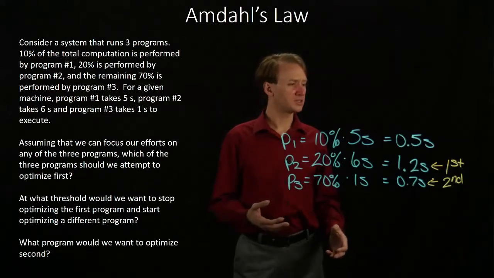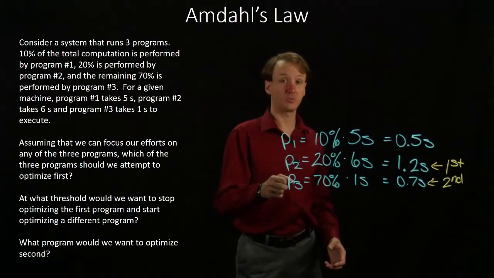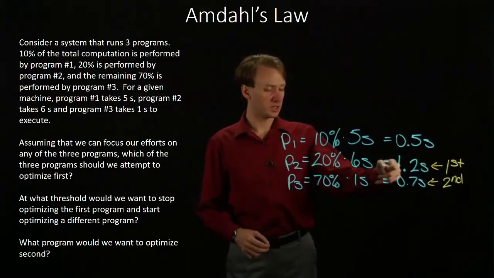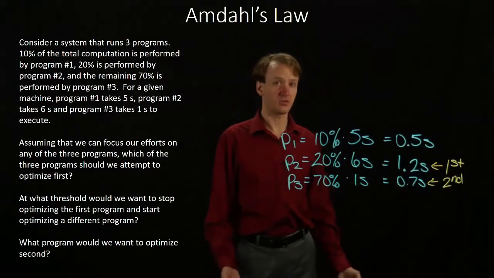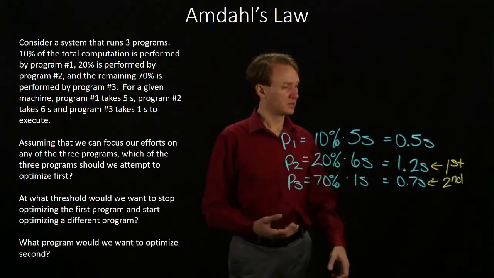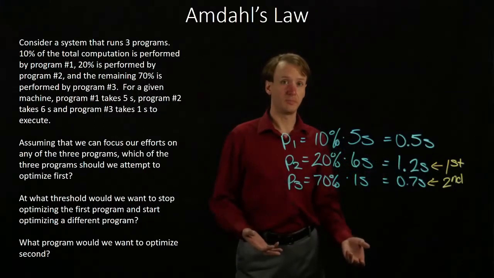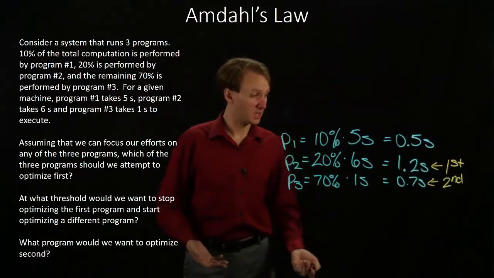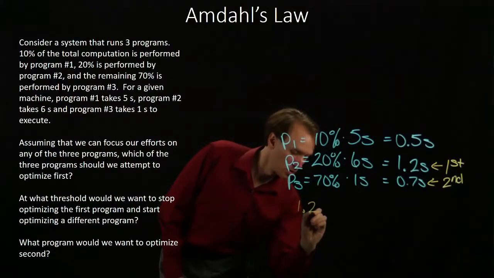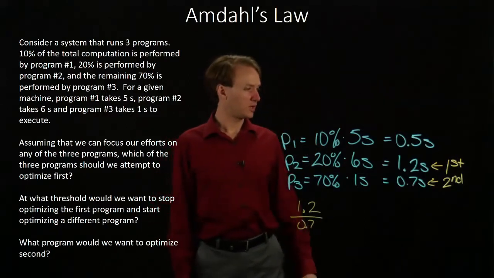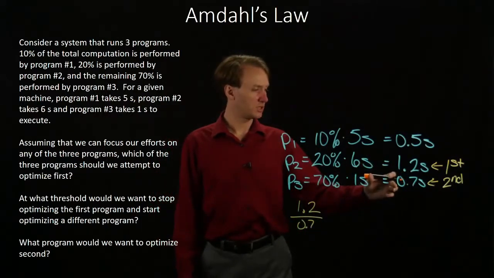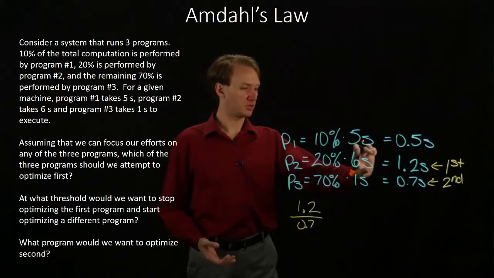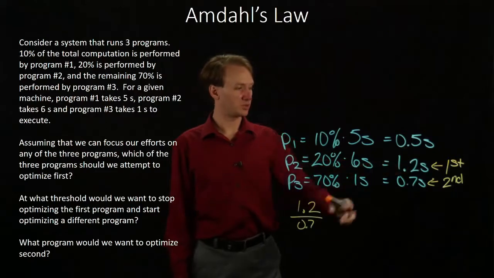But I can also consider, when is it relevant to switch from optimizing program two to program three? When am I more likely to get some benefit out of doing that? And that's going to be when this number gets down to being 0.7 seconds on average as well. So once those two numbers match, then it would be equally productive to optimize either one of them. That means that once I've sped program two up by a factor of 1.2 over 0.7, then it would complete all of its operations in 0.7 seconds on average. Basically, I'm going to take this fraction, I would invert it and apply it to this equation, and the 1.2 would cancel the 1.2 and I'd be left with 0.7.